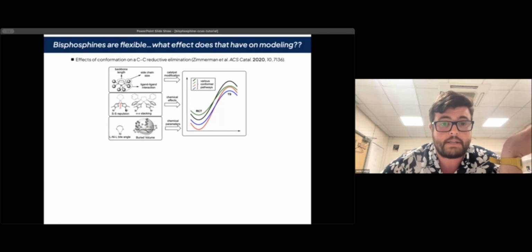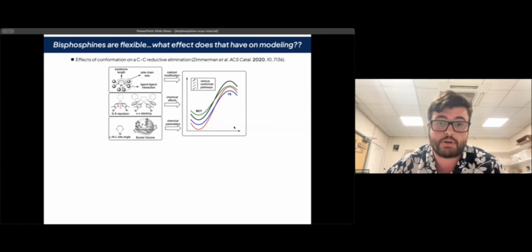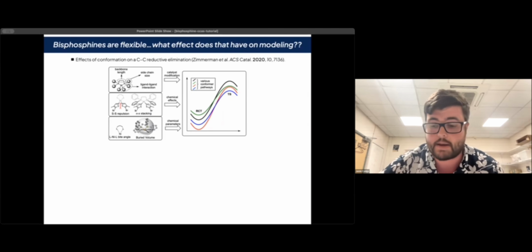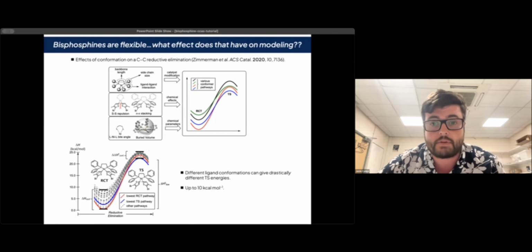There's also other effects which are related to the substrate. So this is an example from Paul Zimmerman's group. We're looking at the C-C bond reductive elimination of these two thiophenes, where certain conformers can give you more steric repulsion between these two thiophenes, and also there's pi stacking between the thiophenes and the ligand backbone. Essentially, all these different effects can give you various different pathways, which can change your transition state energy, for example, in a key step. And so this is the figure which was taken out of the paper.